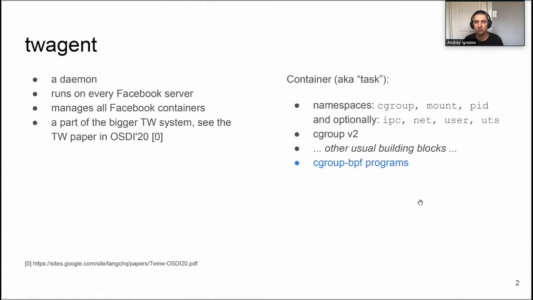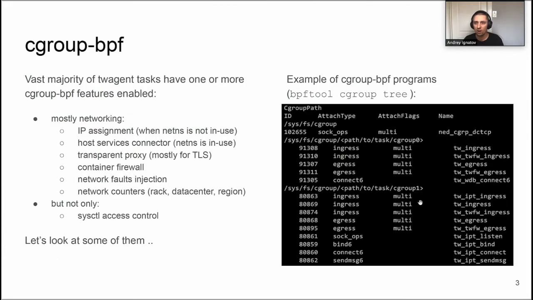Twagent is a daemon that runs on every Facebook server and manages containers, or as we call them, tasks. Every task consists of usual building blocks like cgroups, namespaces, images, etc. Our fleet is on cgroup v2, which allows us to use cgroup-bpf.